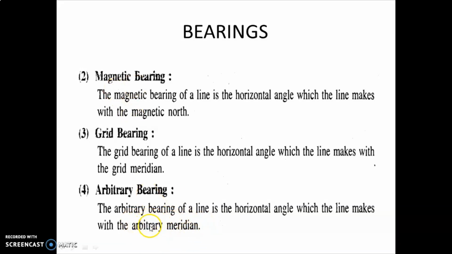So in all the cases you can see the meridians are different, because a compass, as you know, always gives the horizontal angle measurement. So you can see it is a horizontal angle, but in all the cases the meridians are different. So these are the 4 types of bearing: true bearing, magnetic bearing, grid bearing and arbitrary bearing.